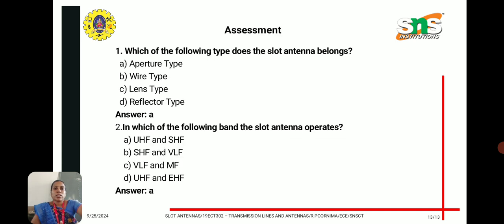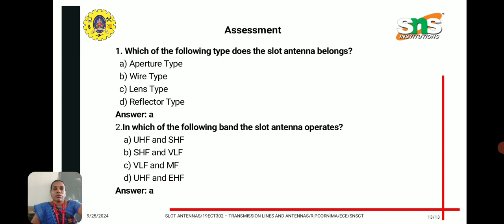And these are the assessment questions. Which of the following types does the slot antenna belong to? Aperture type, wire type, lens type or reflector type. We have discussed the slot antenna where a rectangular cut is made on the surface, so it is known as an aperture on the surface. So the answer is aperture type, answer A.